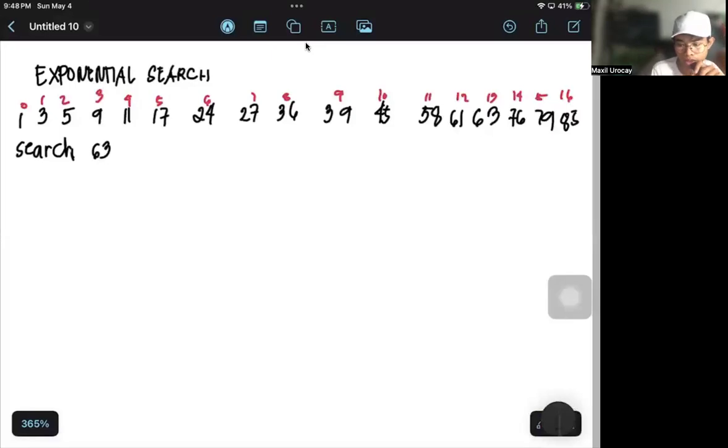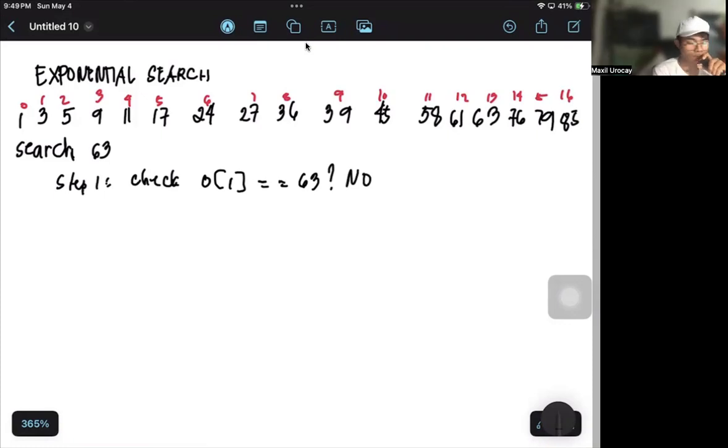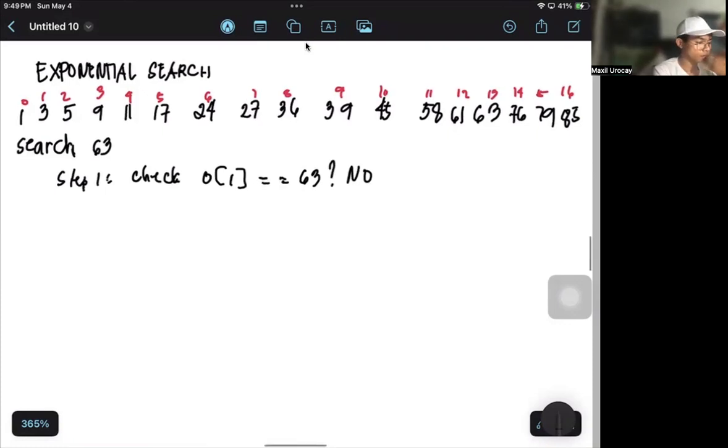Now, what you will begin to do right now in your step one, you have to check the index 0, then next one, then times it 2. So for the step one, you have to begin with a check at index 0, whereas your 0 is 1. So is it equal to 63? No. So since that is not, you have to proceed with the next step two.